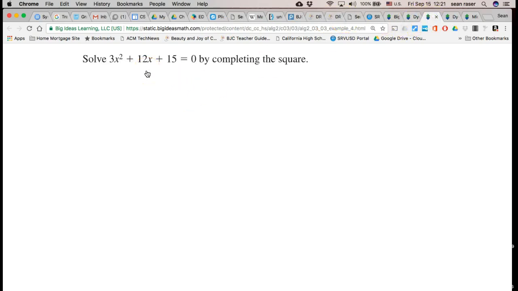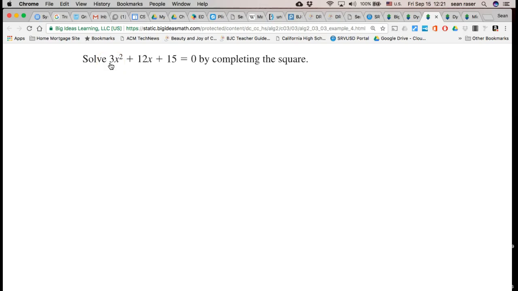If you have a problem that has an a value greater than 1, so if x squared has a coefficient, before you can start subtracting your constant and going through the process, you have to divide everything in your equation by this a value to get rid of it. We want to turn our trinomial into a perfect square binomial that just has x plus or minus a value.